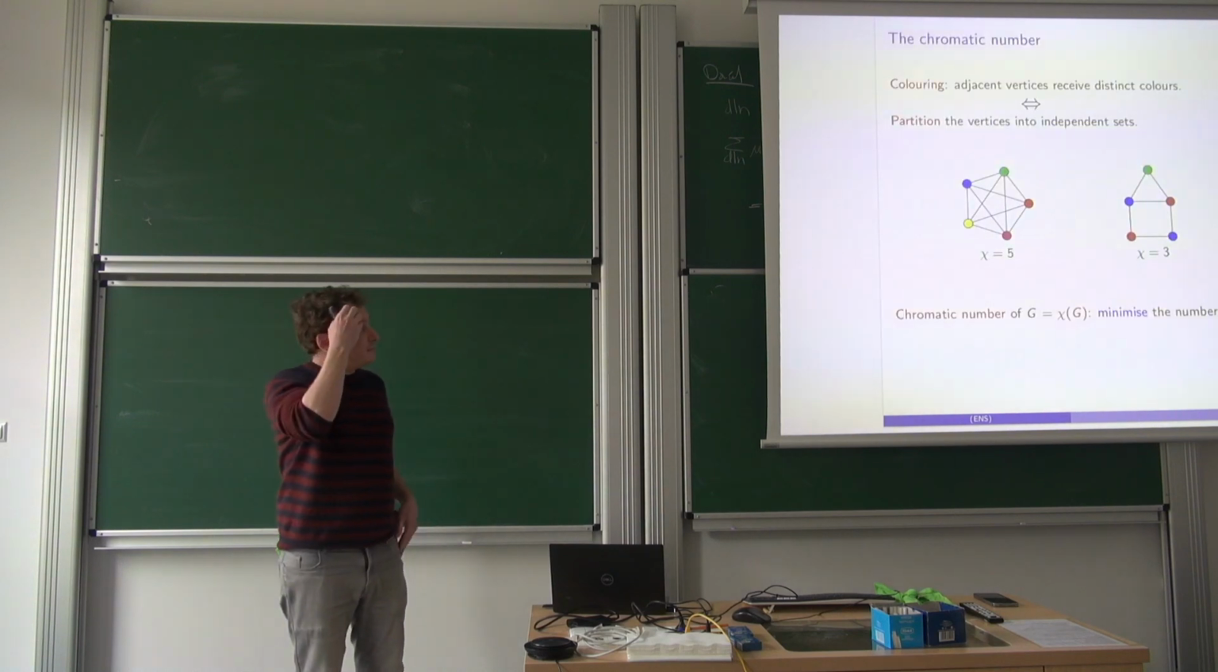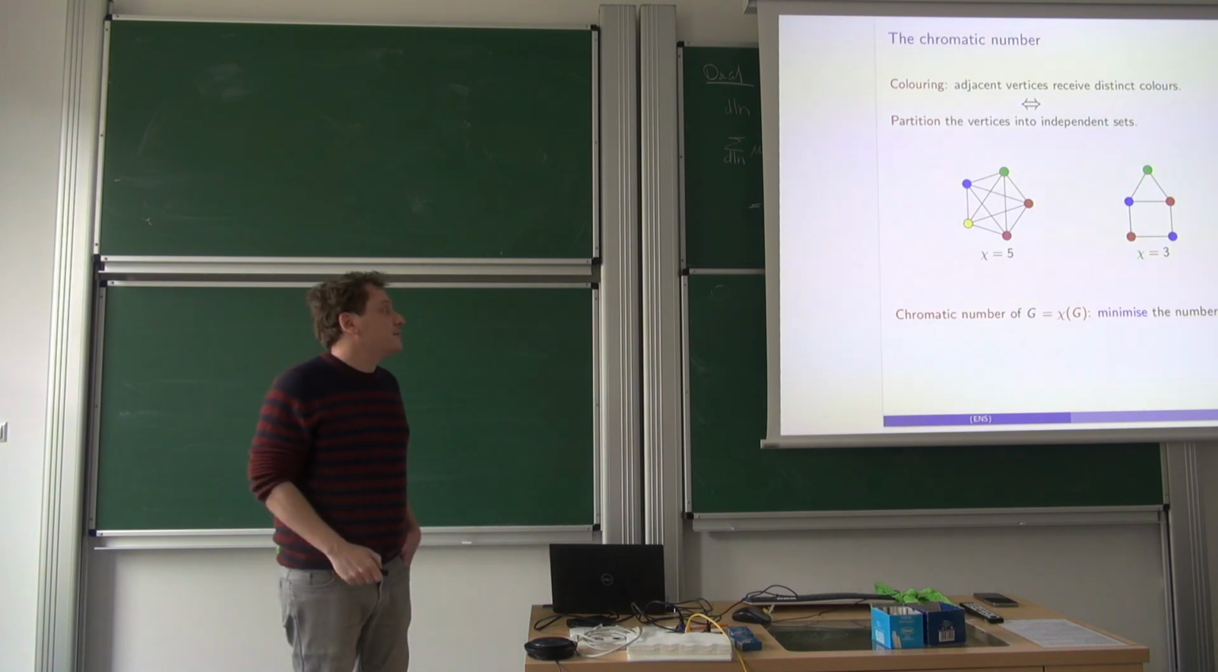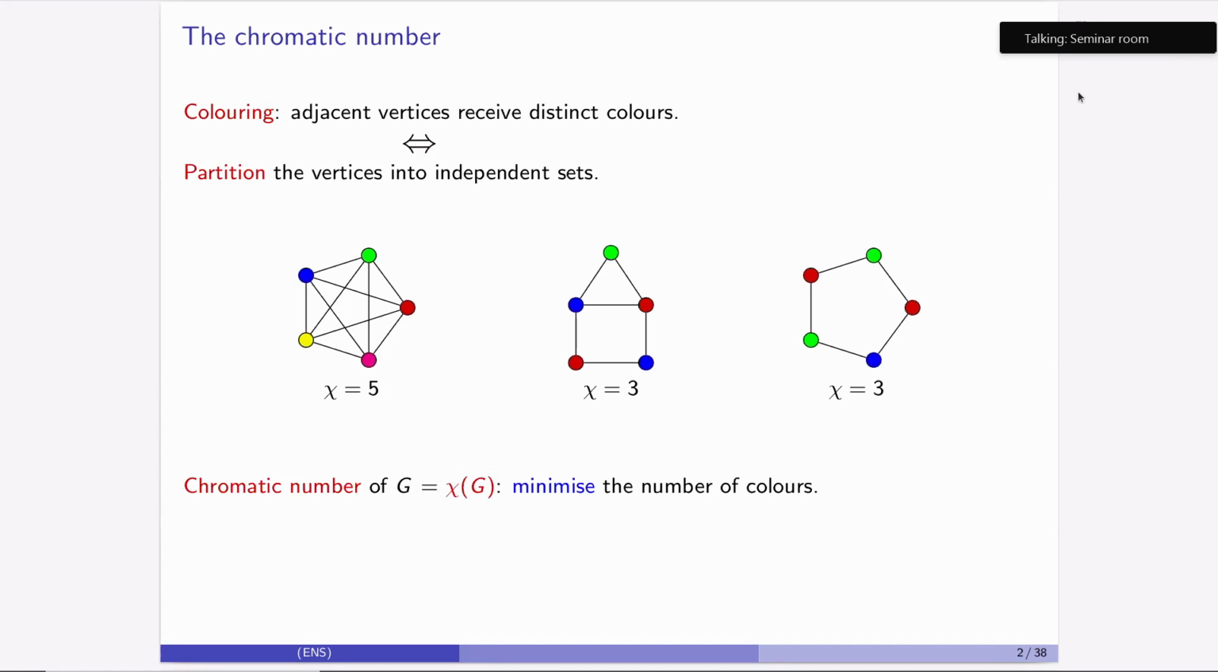So, I'm going to speak about coloring. So coloring of undirected graph, I assume everybody knows what it is. You want to color the vertices in such a way that two adjacent vertices receive distinct colors. And the chromatic number of the graph is the minimum number of colors that you need to do it.